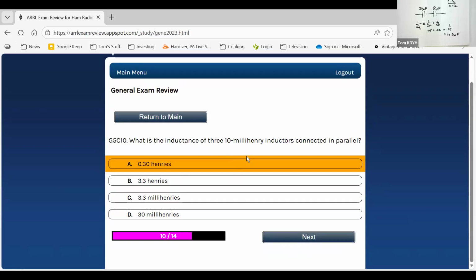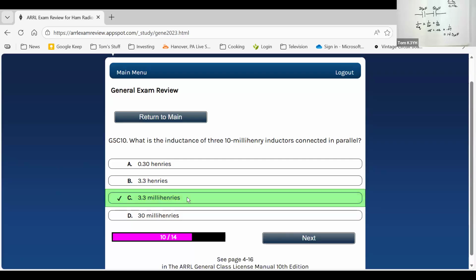Okay, so we did resistors in series and parallel, capacitors in series, parallel. Now we have inductors. So inductors are the same as resistors. I'm not even going to do the calculation here because notice that I have three 10 millihenry inductors in parallel. So they're all the same. The value of each one is 10 millihenries, and there's three of them. So the answer is going to be 10 millihenries divided by 3. The answer then is 3.3 millihenries.